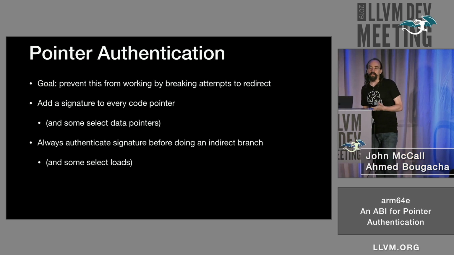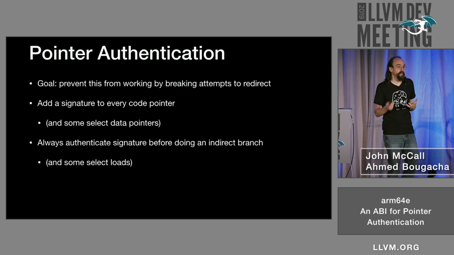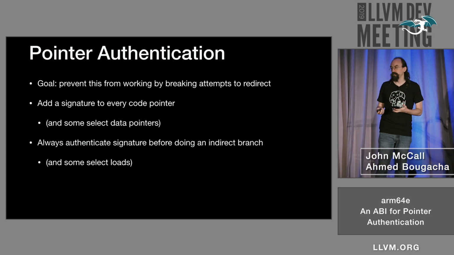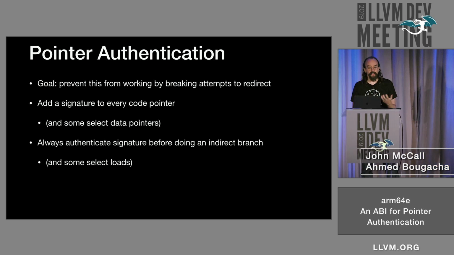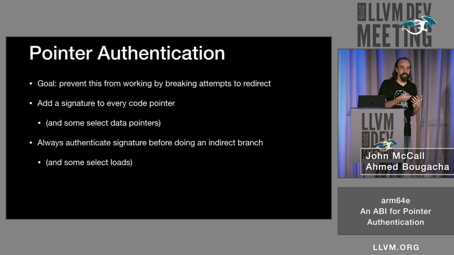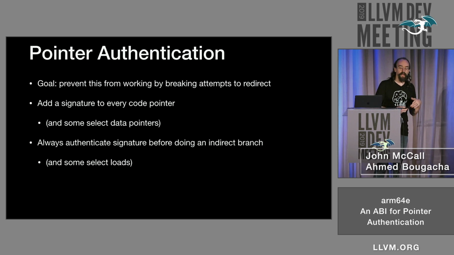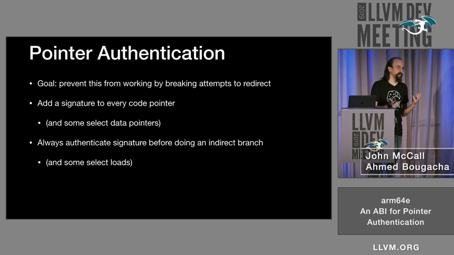The goal of pointer authentication is to block this from happening by breaking those attempts to redirect control flow. The basic idea is that we add a signature to every code pointer and some data pointers that are necessary in order to further protect code pointers. And then whenever we want to use one of those things, we authenticate it and verify that it hasn't been tampered with or replaced.